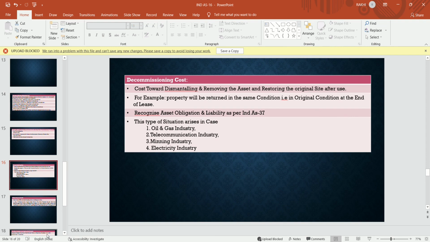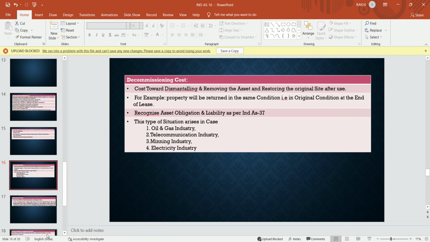Then decommissioning. We had taken the example of a tower, the dismantling cost: the cost which we incur for dismantling an asset, removing it and restoring the original site after it. It means after 20 years, the tower is dismantled from the building, and the expense incurred to bring that building to its original form after dismantling is the decommissioning cost.